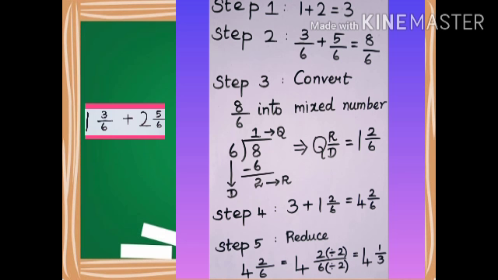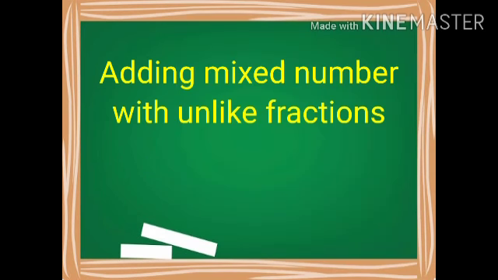Here we see that 2 by 6 can be reduced to its lowest fraction because it is having the common factor as 2. So 2 by 6 is divided by 2 on the numerator and denominator to get the lowest fraction and it is now 1 by 3. Hence 4 2 by 6 is equal to 4 1 by 3. Adding 1 3 by 6 plus 2 5 by 6, we arrived at the answer as 4 1 by 3. Let us start learning how to add mixed number with unlike fraction.